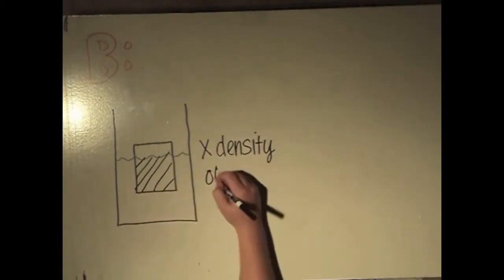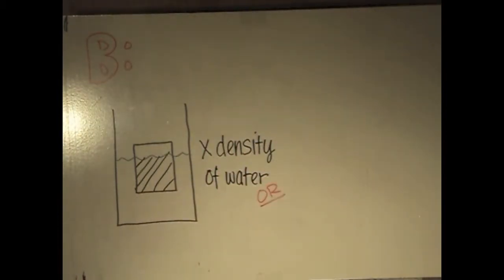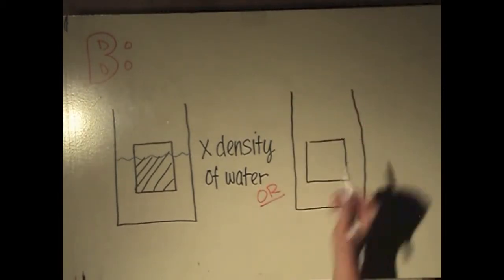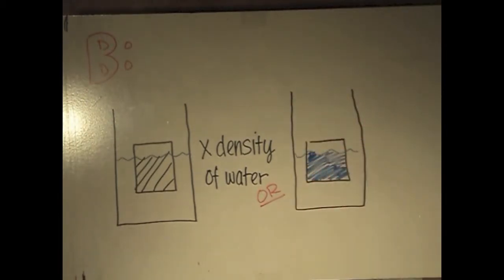First, let's talk about the buoyant force. The buoyant force is equal to the volume of the object underwater times the density of water. In other words, how much water would fit in the part of the object that's under the waterline. As an equation, it looks like this.